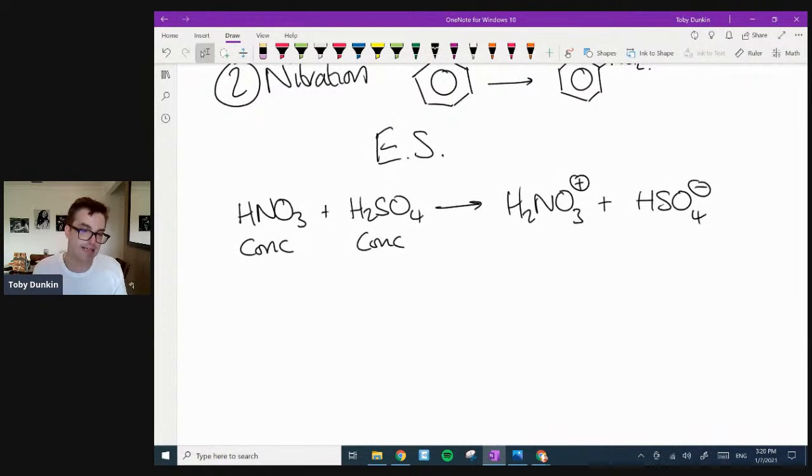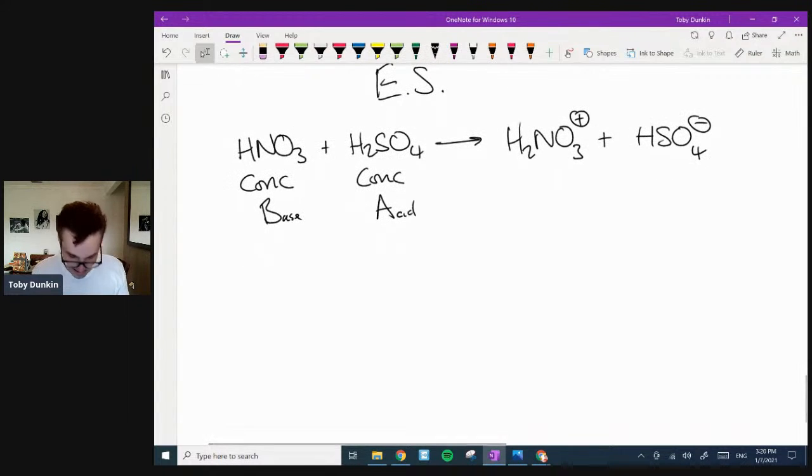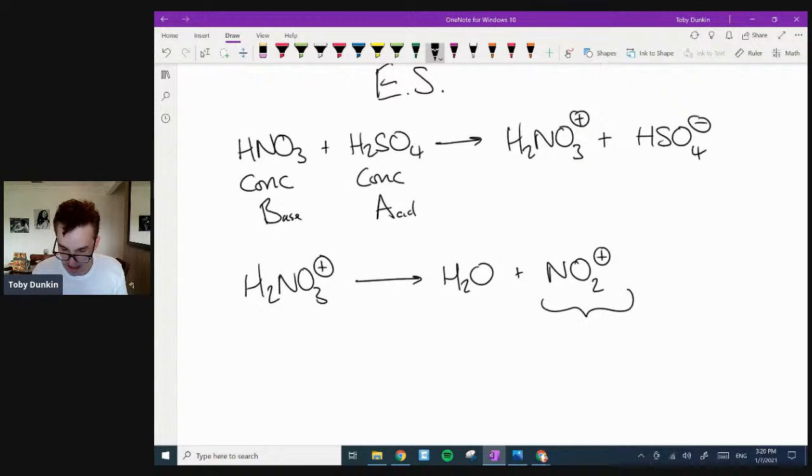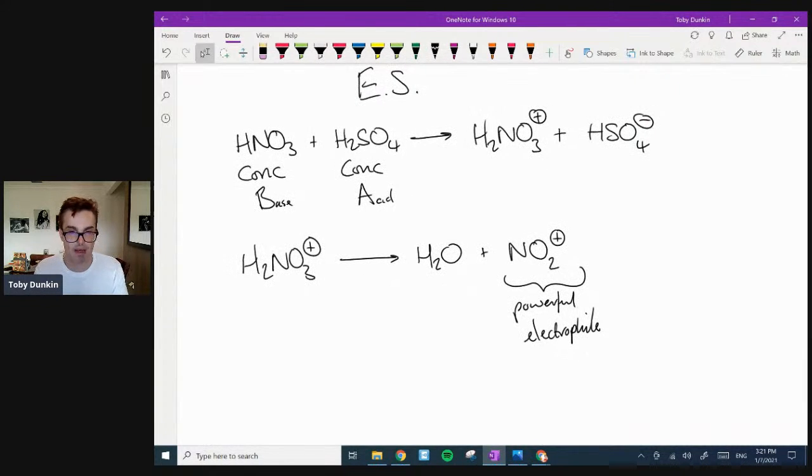This goes through a second reaction. By the way, this is acting as the base, and this is acting as the acid, if you're interested. Now a second reaction happens. The H2NO3+ goes through thermal decomposition to form H2O and NO2+. And there is my powerful electrophile. So you've got to know all these equations, guys. These two equations, by the way, can be combined.